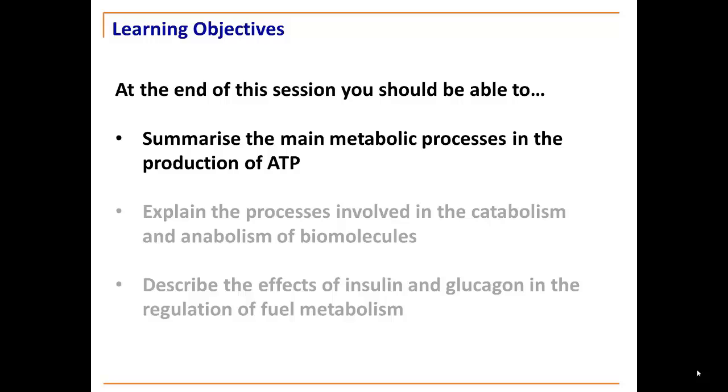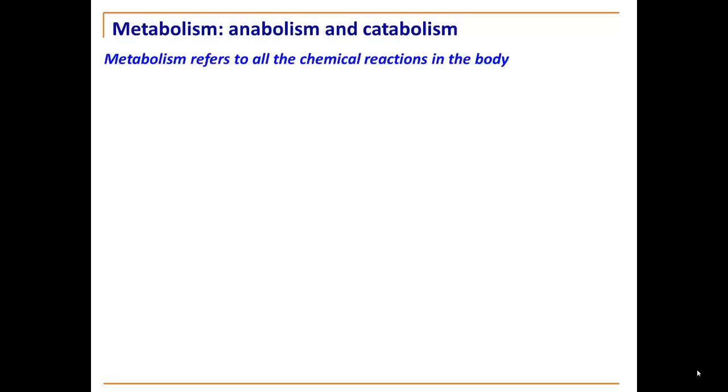But first of all, we're going to look at the main metabolic processes in the production of ATP. And of course, ATP is the energy form of the body. It's what is used for us to do the mechanical work that we need to be able to do, whether that's pumping ions, or whether it's our smooth muscle contracting, or whether it's our brain thinking and generating those action potentials. ATP is the energy source.